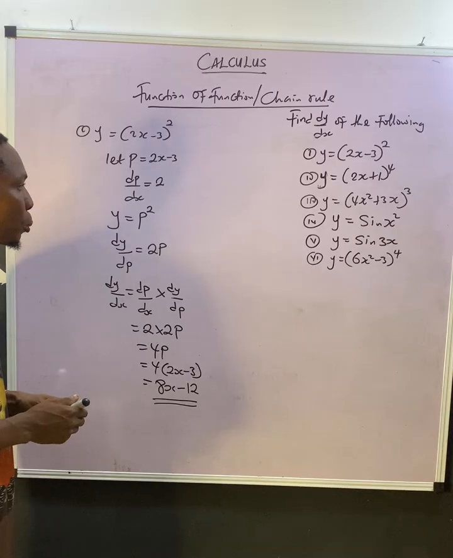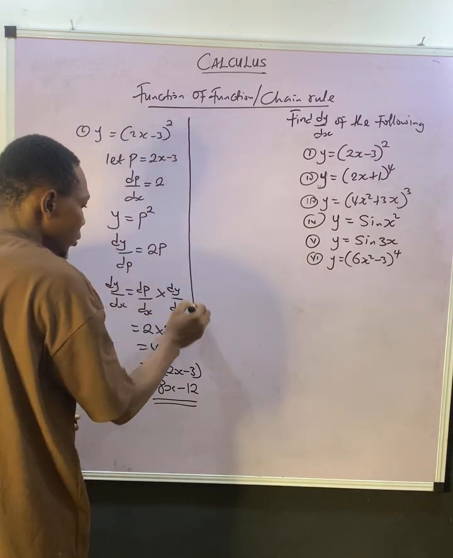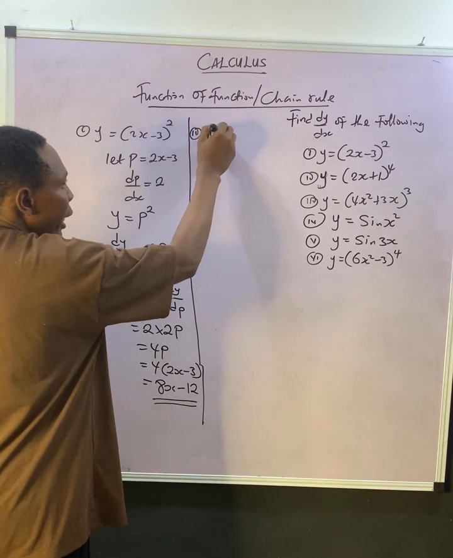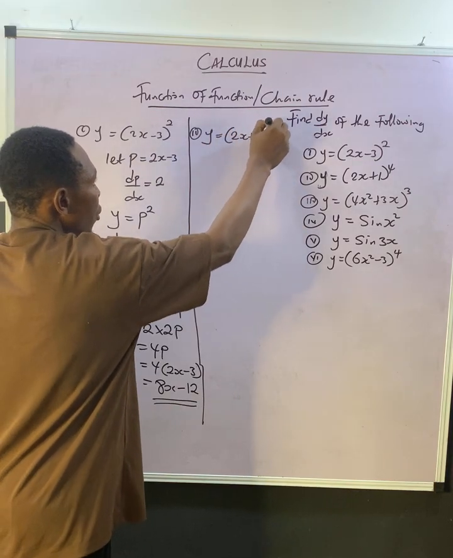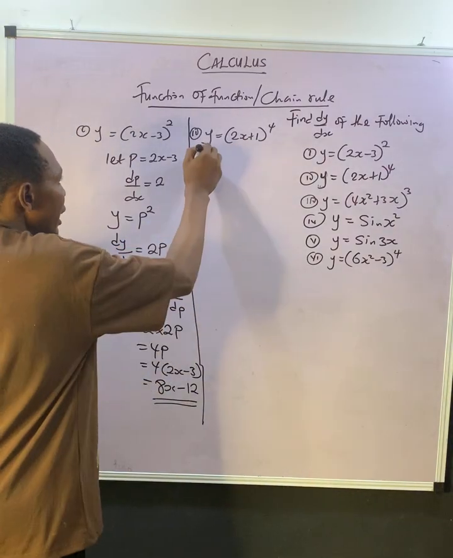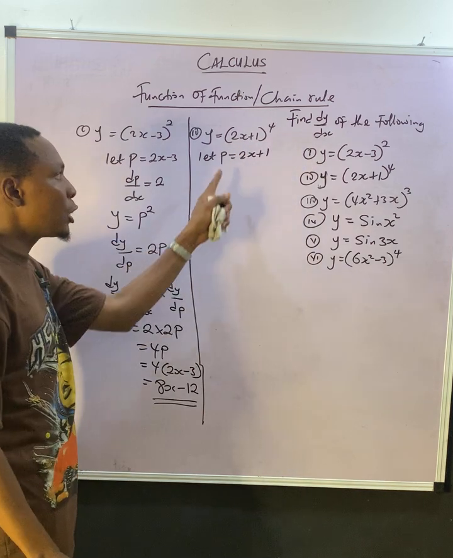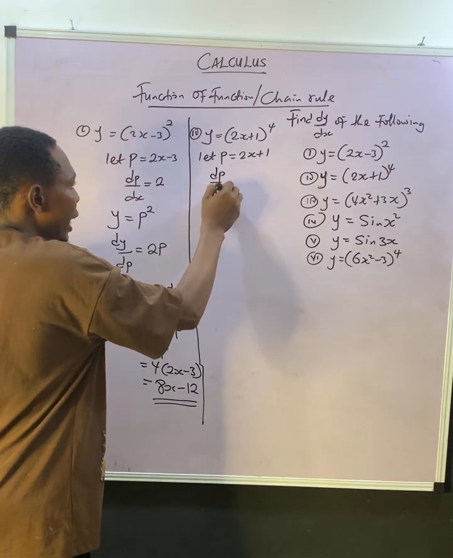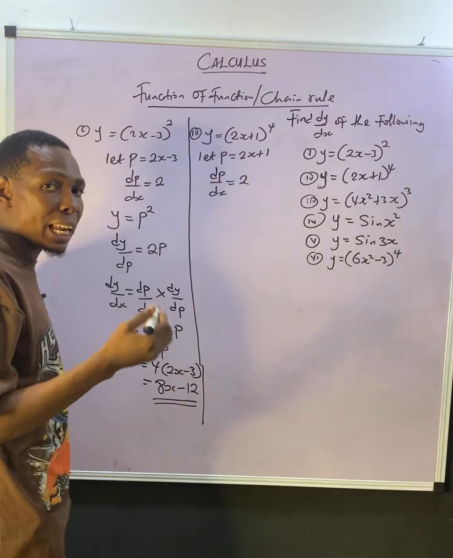Let's move straight to question number 2. For number 2, we have y equals (2x plus 1) raised to the power of 4. What did I say you do? Assign a variable to the bracket. Say let p equals 2x plus 1. Then you differentiate your p with respect to x. So we have dp over dx equals, if I differentiate 2x, it is 2. If you differentiate 1, you should know that that is 0.